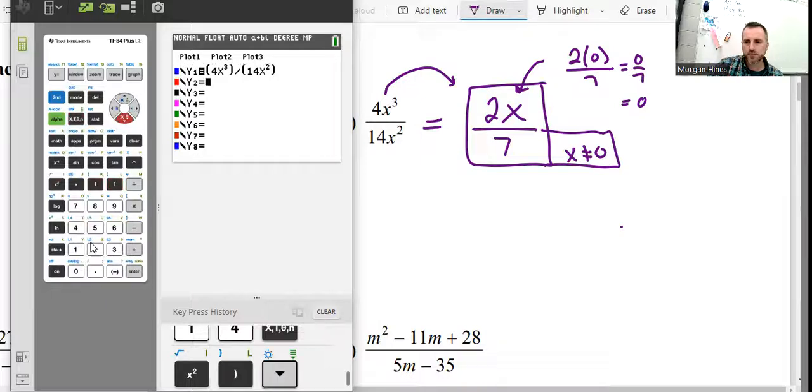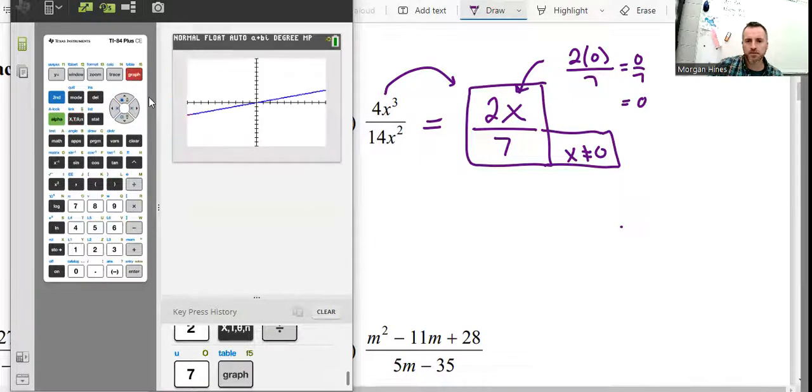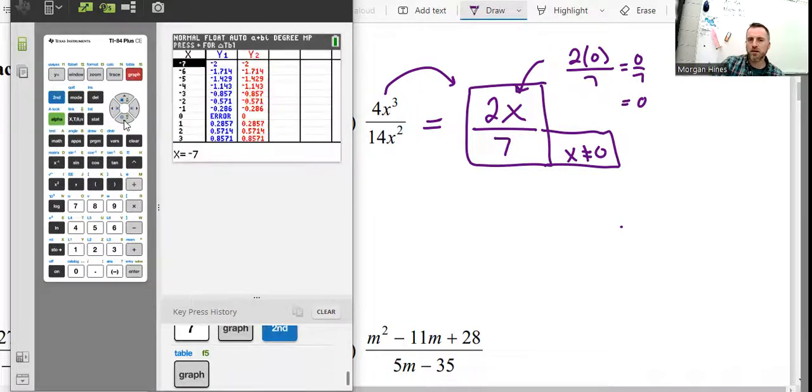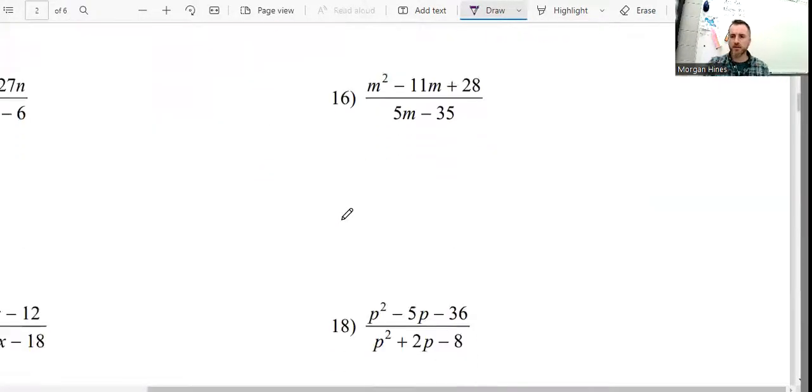So there's our original, 2x divided by 7. Here's our simplified version. You see that they're the exact same line, except at one point. See, when x is 0, the original gave us an error, and our new version doesn't give us an error. And so basically we're putting the error back in there. We're saying, hey, this is an error. Don't do this. That would be a mistake. But everything else is equivalent. They're all the same. Good stuff.